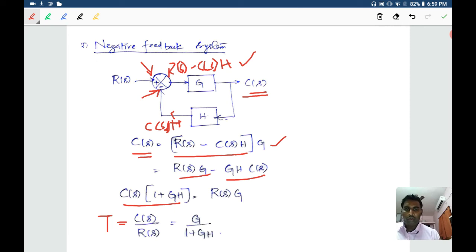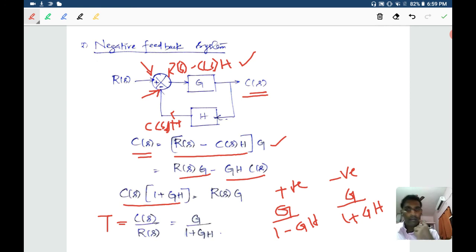So for a positive feedback system, we have G divided by 1 minus GH, but for a negative feedback system, we have G divided by 1 plus GH. That is the difference between a positive feedback system and a negative feedback system.